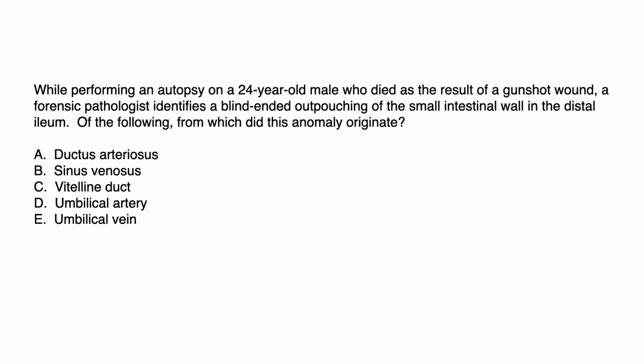Pause, look at it, and we'll go through. While performing an autopsy on a 24-year-old male who died as a result of a gunshot wound, a forensic pathologist identifies a blind-ended outpouching of the small intestinal wall in the distal ileum. Of the following, from which does this anomaly originate? This is a Meckel's diverticulum, so that's from the vitelline duct.